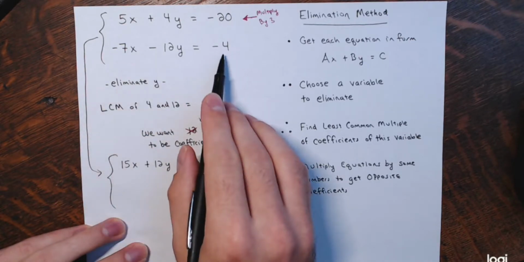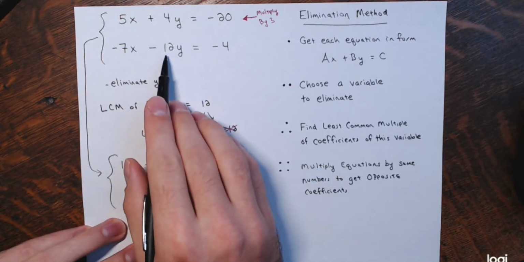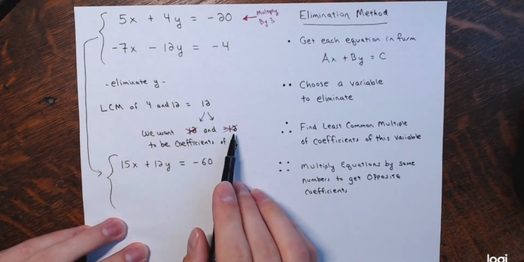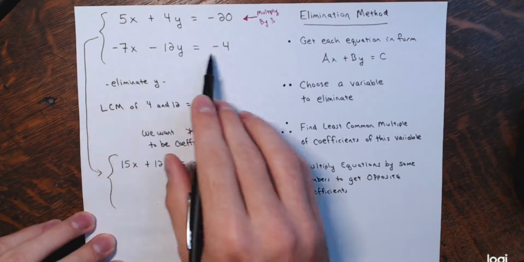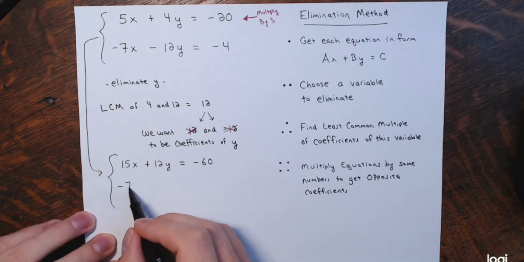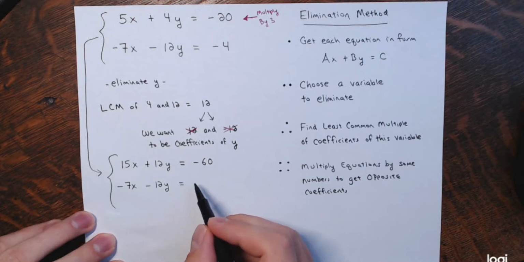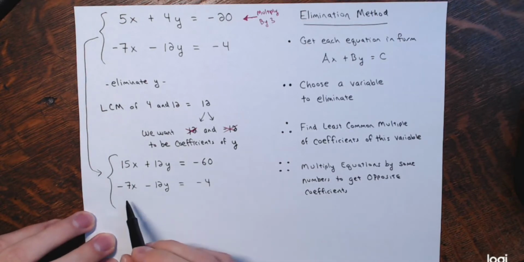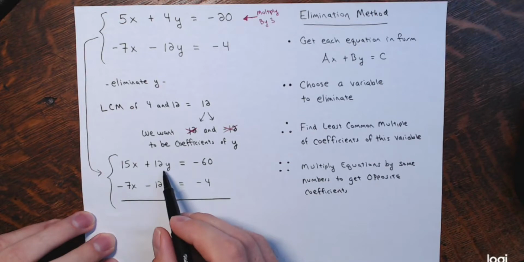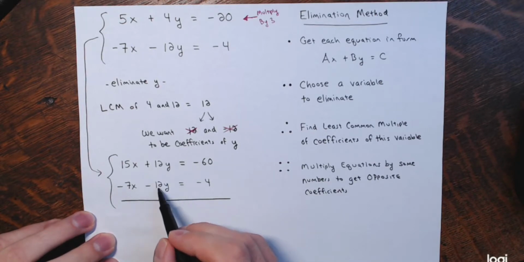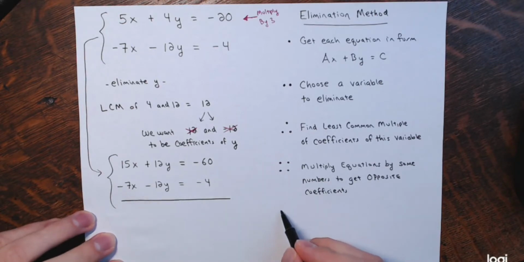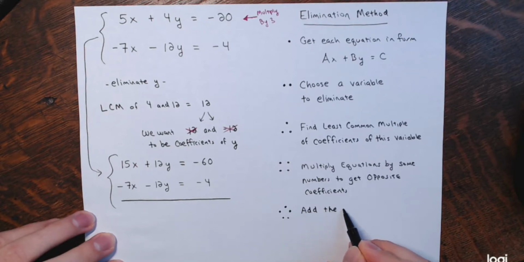Then the second equation, since the coefficient on the y was already one of these 12s, it was negative 12, I don't have to do anything. I'm just going to leave it the way it is. So negative 7x minus 12y equals negative 4. Alright, now that the coefficients of y are opposites, positive 12, negative 12, we get our fifth step. Add the equations to form a new equation.